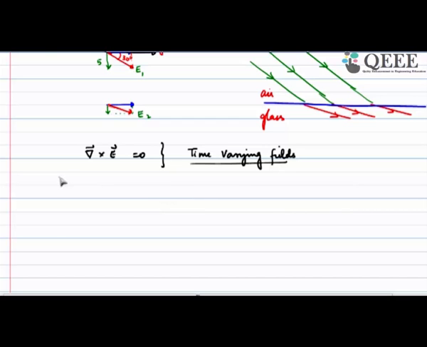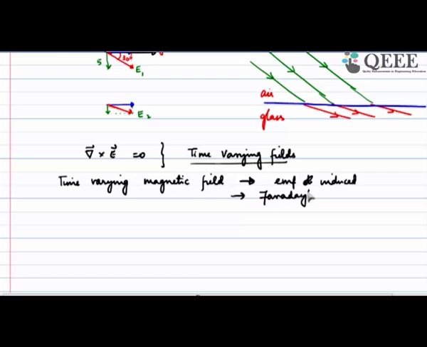Whenever you have a time varying magnetic field, when the magnetic field changes as a function of time, you have an EMF induced. This is your Faraday's law.